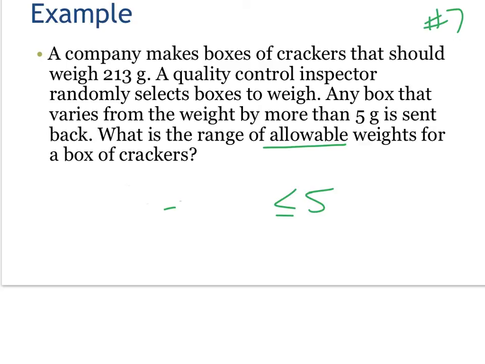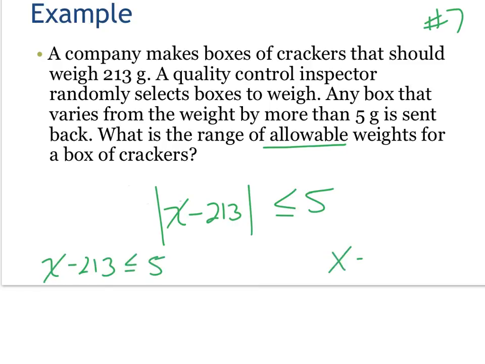Well, what's less than or equal to 5 grams? The actual box weight minus the 213. Now, this could come up to be a negative number, which is why we're using absolute value signs, because it could be more by up to 5 grams or less by up to 5 grams. But we're looking at this difference. So to solve this problem, we're going to use x minus 213 is less than or equal to 5, and then the negative version, which is x minus 213 is greater than or equal to negative 5.